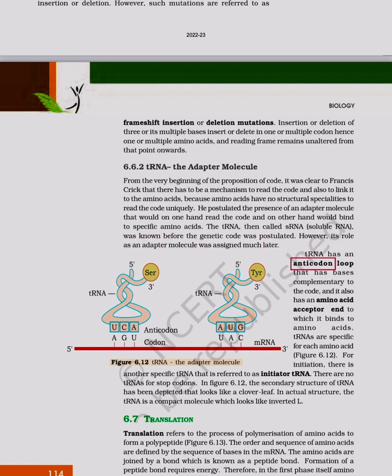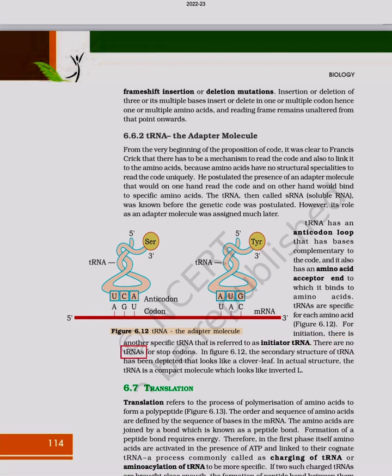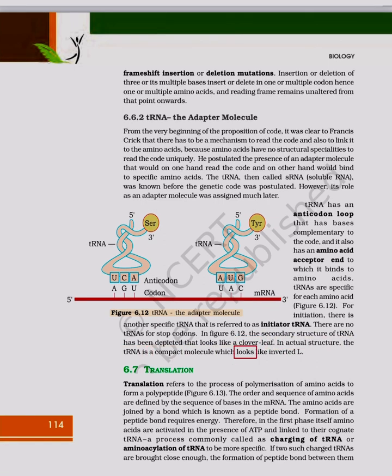tRNA has an anticodon loop that has bases complementary to the code, and it also has an amino acid acceptor end to which it binds to amino acids. tRNAs are specific for each amino acid. For initiation, there is another specific tRNA that is referred to as initiator tRNA. There are no tRNAs for stop codons. In Figure 6.12, the secondary structure of tRNA has been depicted that looks like a clover leaf. In actual structure, the tRNA is a compact molecule which looks like an inverted L.